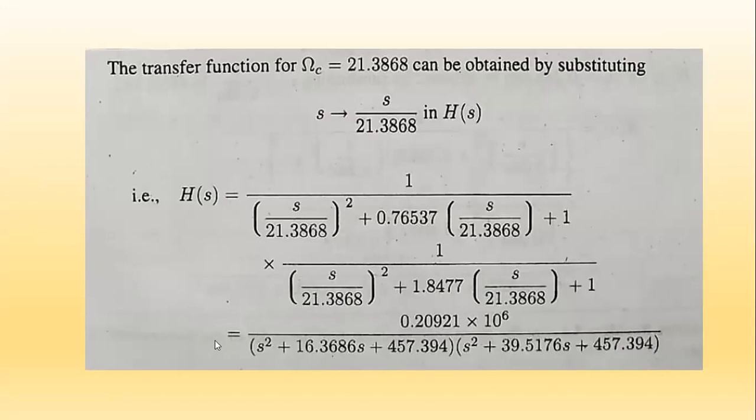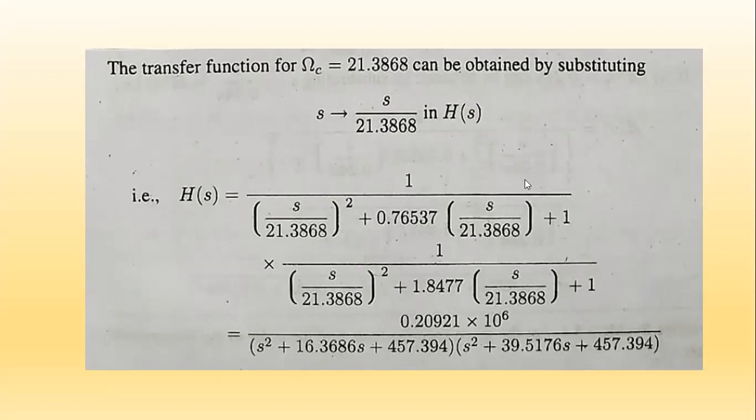After that, if someone asks you to calculate H of z by using the bilinear transformation, just change this value s. s is equal to 1 minus z inverse divided by 1 plus z inverse. Substitute the value and rewrite this equation, and you get the value of H of z.